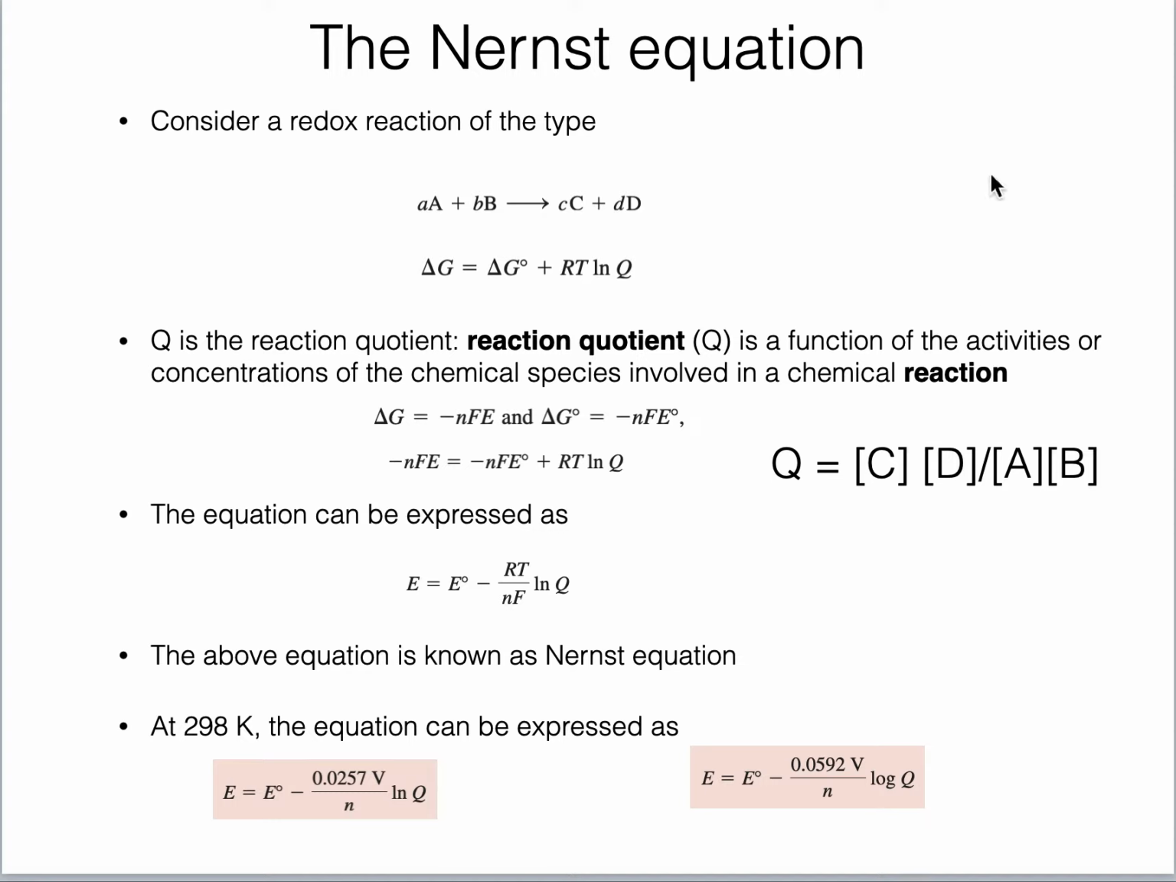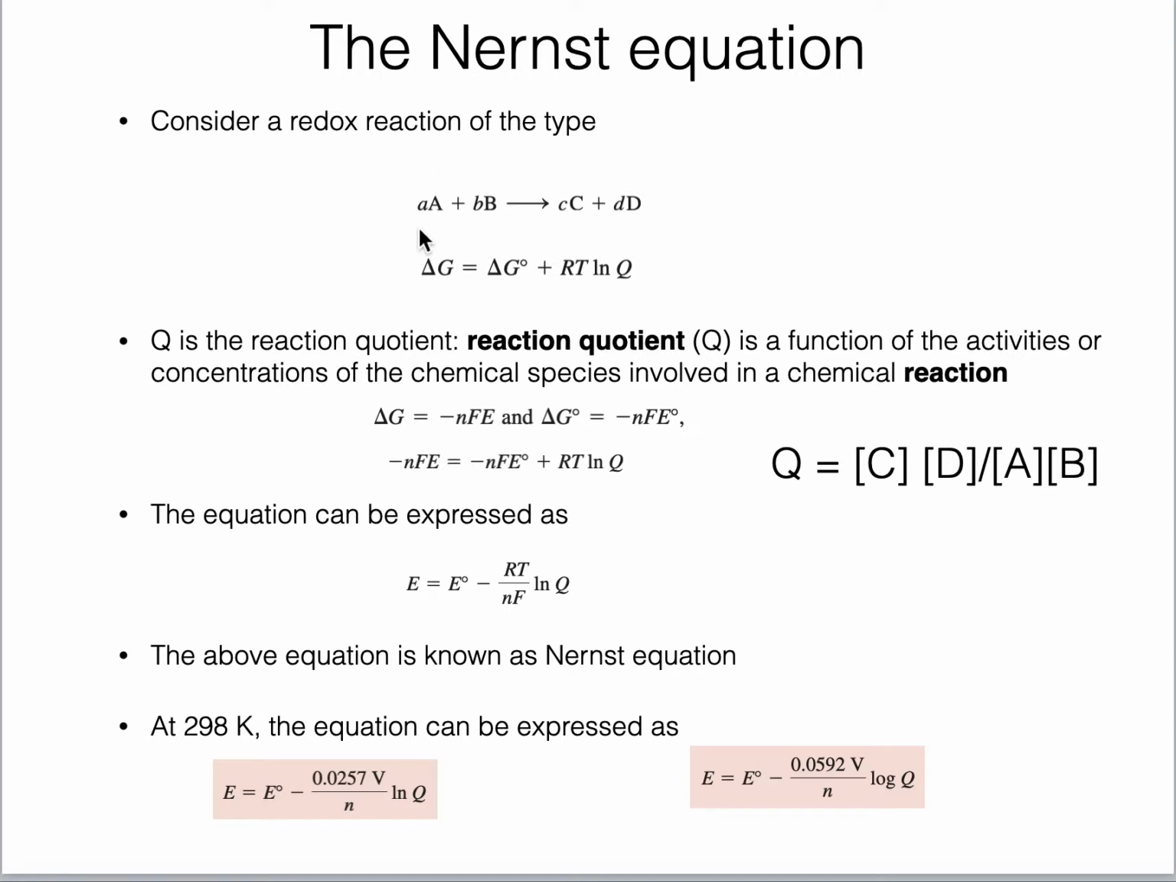Okay, now what about the situation when we have non-standard conditions? The concentration is not 1 molar, temperature is not 25 degrees centigrade, or the pressure is not 1 atmosphere. Then how can we calculate the E cell? So we can calculate E cell by using the Nernst equation. Nernst equation is used to calculate the E cell when there are no standard conditions, or concentration is not 1 molar, and the temperature and pressure are also different.